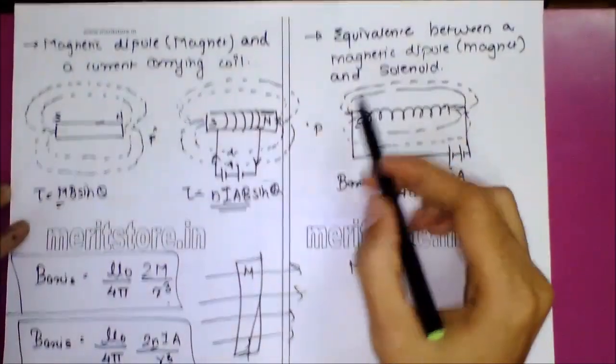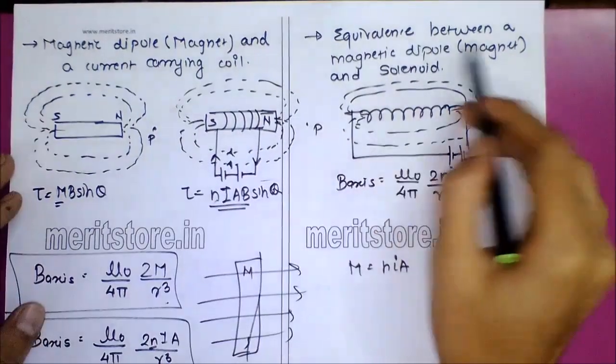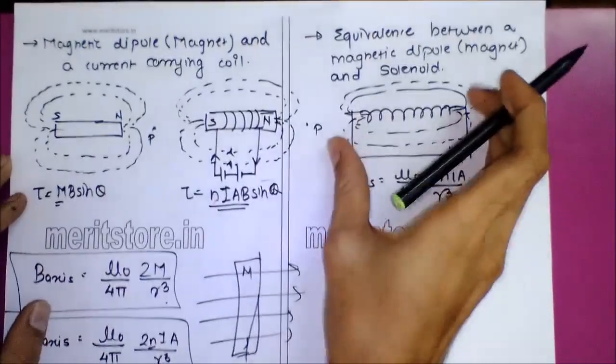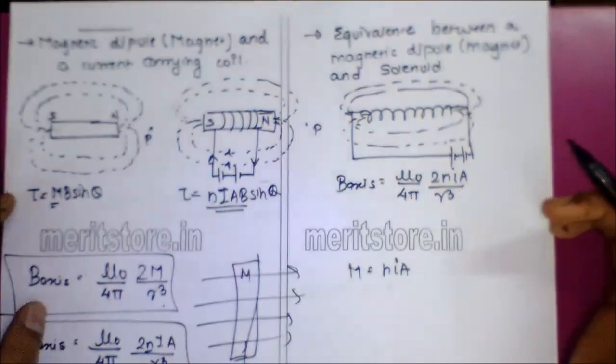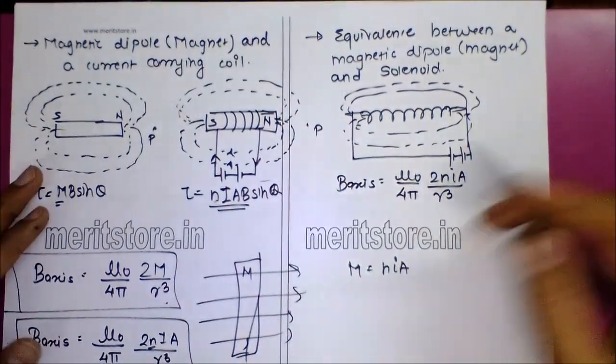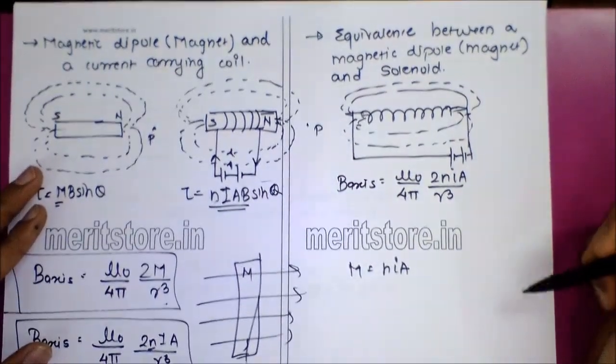Okay, next, after comparing both of them, we have one more thing to compare, that is the equivalence between the magnetic solenoid and the magnetic dipole moment. Basically, the solenoid also behaves as a bar magnet. A solenoid is nothing but an arrangement of a long insulated wire which is wound in a helix.